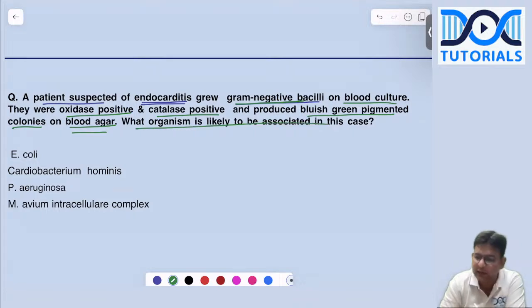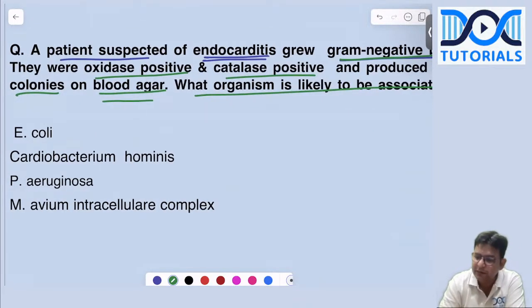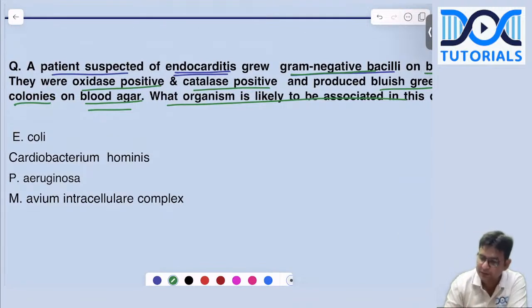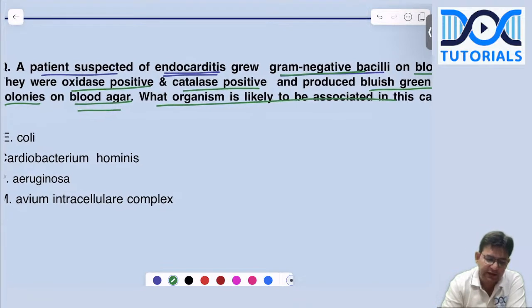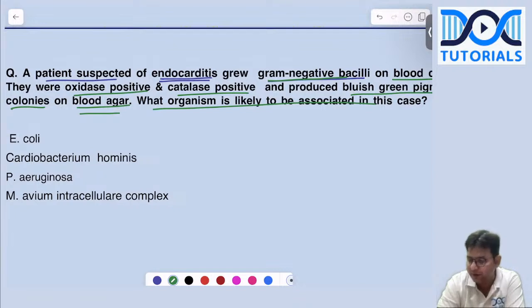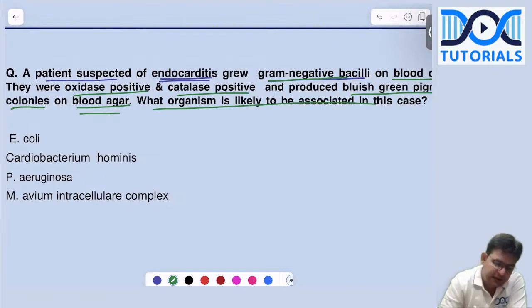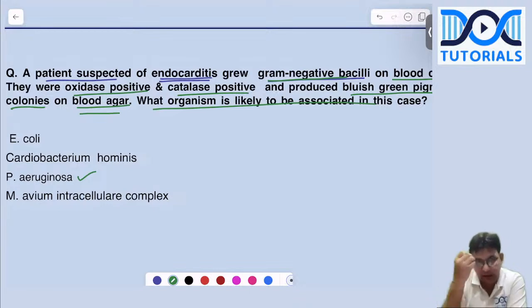Which organism is likely to be associated with this? Can you tell me the answer in the comments? Tell me. Yes, please. What is the answer to this one? Pseudomonas. You have got the hint from what? This bluish green colonies on the blood agar. Very right. So the answer is Pseudomonas aeruginosa. No doubt in that.